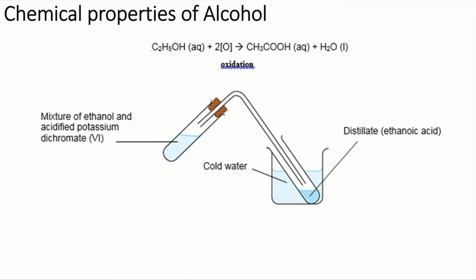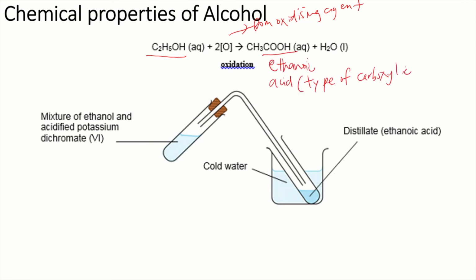If you take a look at this reaction, I started off with ethanol, C2H5OH. I add oxygen from an oxidizing agent, so the alcohol will form ethanoic acid. It is a type of carboxylic acid. And during this process, water is being produced.